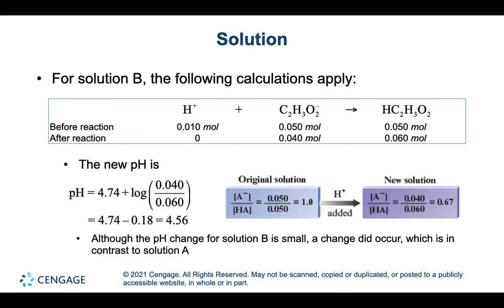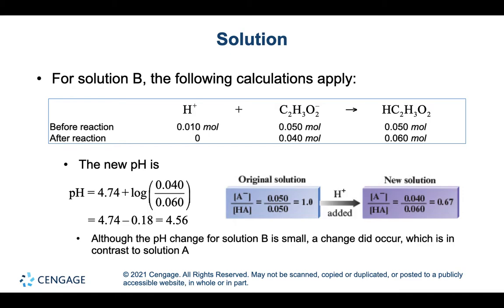So here it is worked out, kind of like an ICE table, not exactly because it's not an equilibrium problem, it's a stoichiometry problem, but 0.01 moles of H plus and 0.05 moles of acetate is going to make 0.04 moles of acetate and 0.06 moles of acetic acid. And so now your ratio is no longer 1, so you don't have the log of 1, but the log of 0.04 over 0.06, or log of 2/3. And the log of 2/3 is negative 0.18. And so now your pH has dropped 0.18 from 4.74 to 4.56.